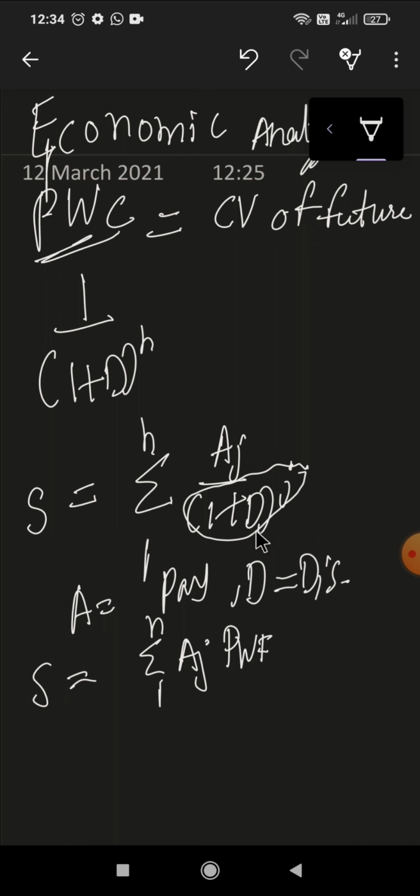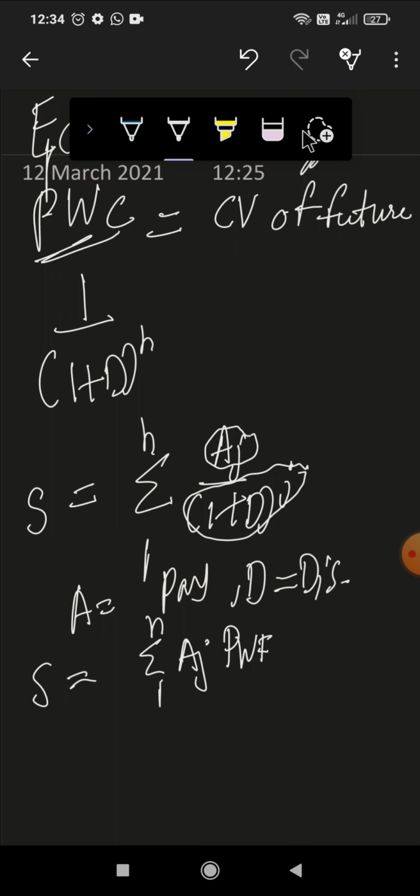So instead of aj, we are going to write a1 into (1 plus i) raised to j minus 1. This is the formula for the sum. This we will use in one of the examples.